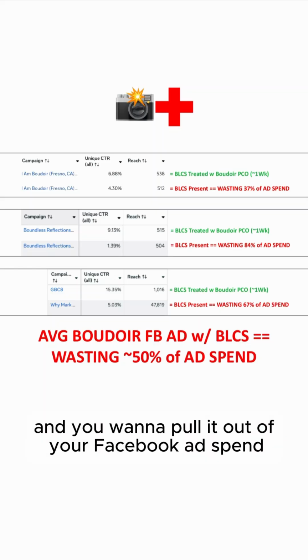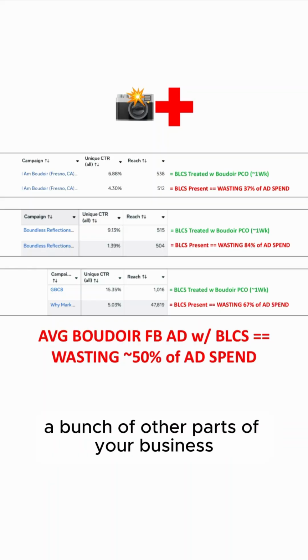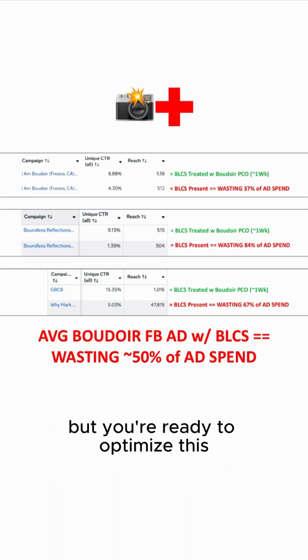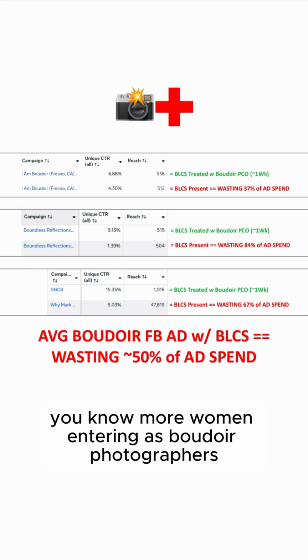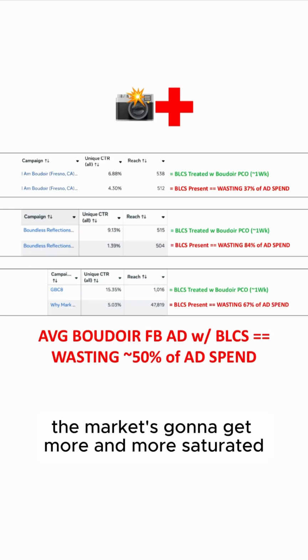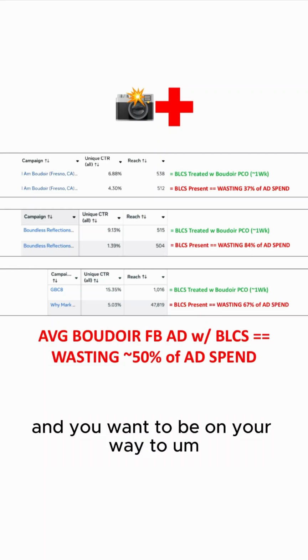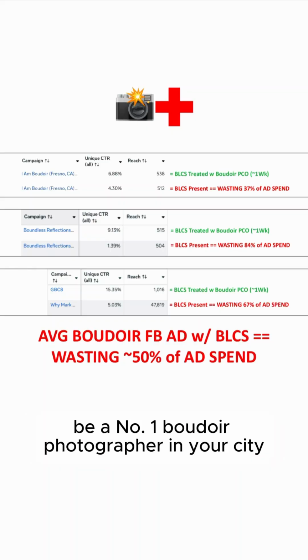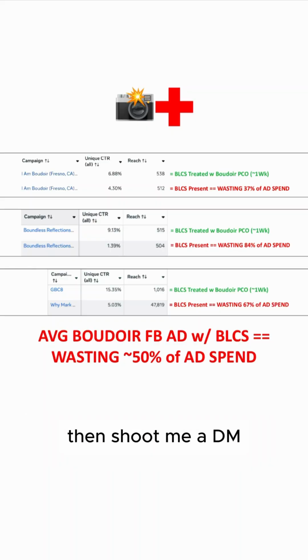And you want to pull it out of your Facebook ad spend because you've already optimized a bunch of other parts of your business. But you're ready to optimize this because you see more inflation, more women entering as boudoir photographers, setting up their Google business profiles. So the market's going to get more and more saturated. And you want to be on your way to be the number one boudoir photographer in your city. Then shoot me a DM.